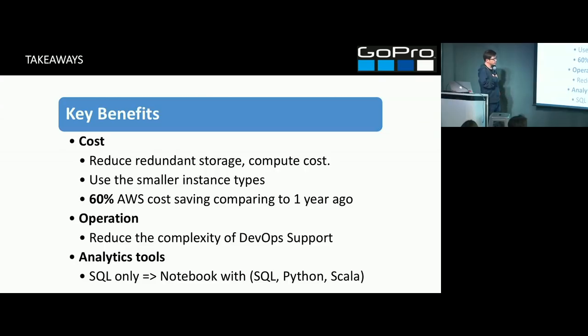Definitely reduced the compute cost also. Using smaller instance types saved us quite a bit of money. Overall, 60% cost savings from a year ago. So we were definitely really happy with that.